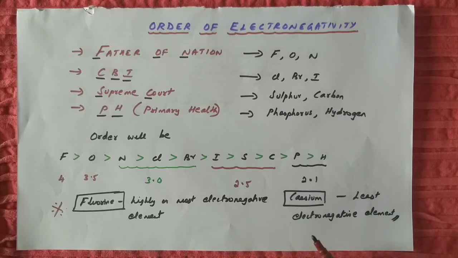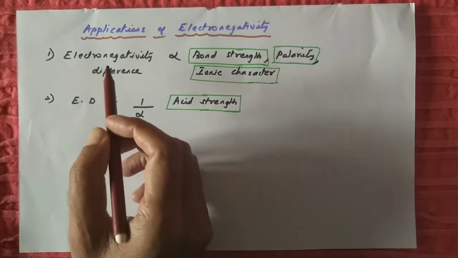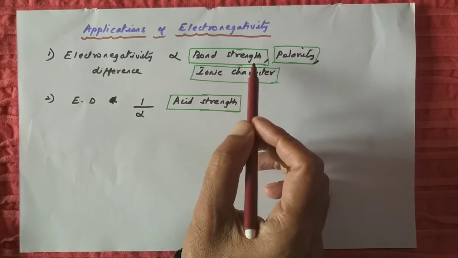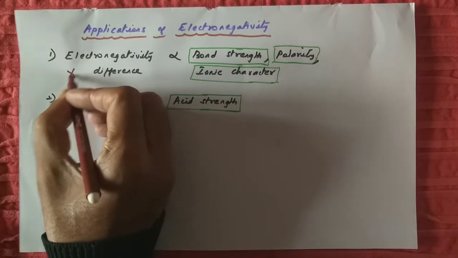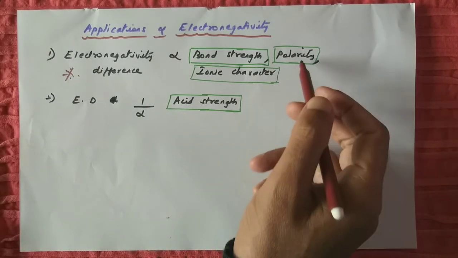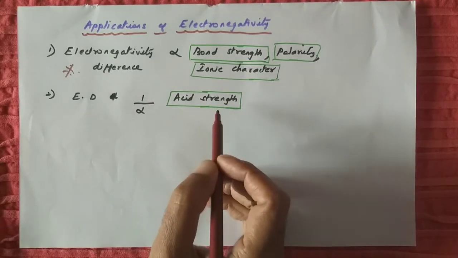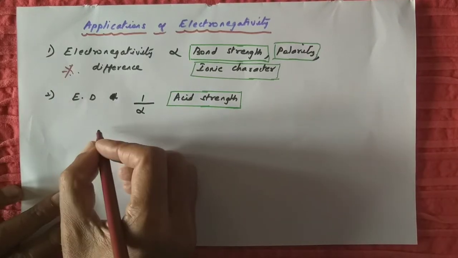Now let us move to the applications of electronegativity. Electronegativity difference is directly proportional to bond strength, polarity and ionic character. That's why it's very important. And it is inversely proportional to acidic strength. This concept I will make clear with an example now.